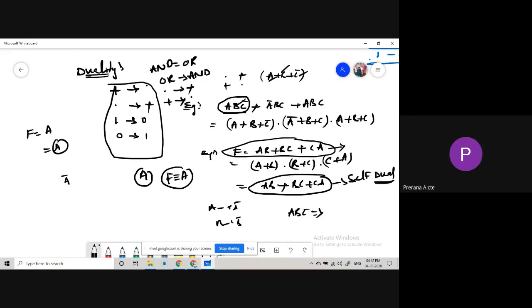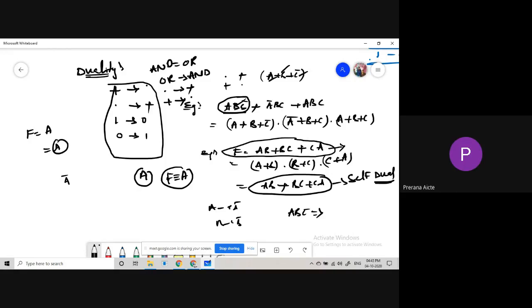And what about variables? They are the same. Keep the variables as they are. So here A, B, C bar are the variables. Please keep these variables as they are. Okay. So this is a very, very important thing.